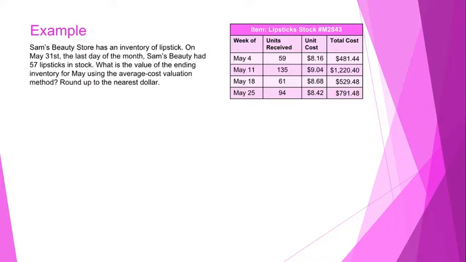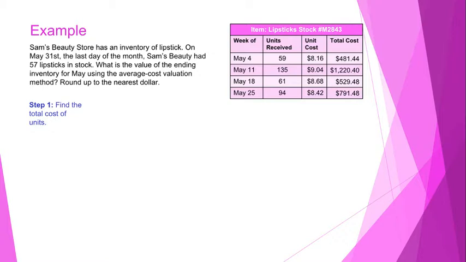Sam's beauty store has an inventory of lipstick. On May 31st, the last day of the month, Sam's Beauty had 57 lipsticks in stock. What is the value of the ending inventory for May using the average cost valuation method, rounded up to the nearest dollar? So our first step is we need to find the total cost of units.